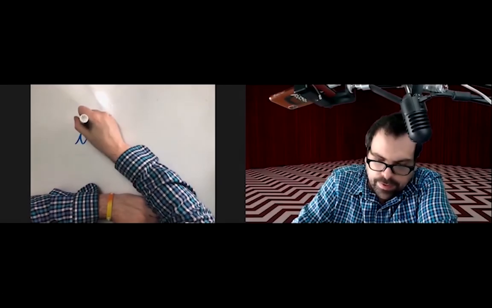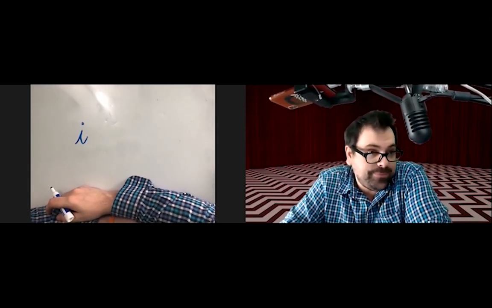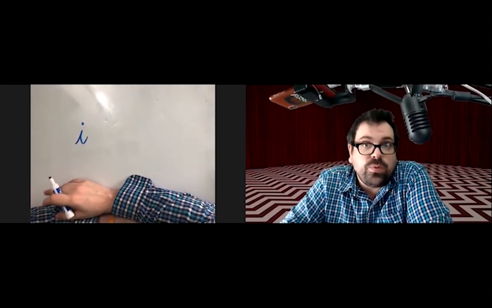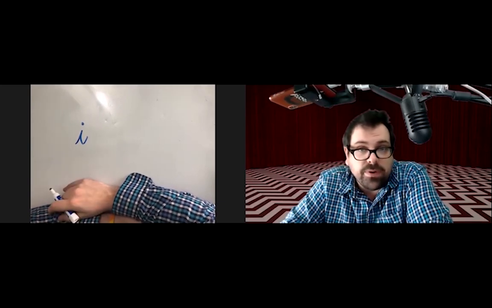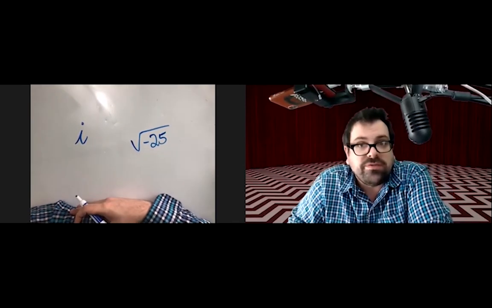The topic is complex numbers. Now we're going to talk about this, i. We know that with the real numbers, we cannot take the square root of a negative number, which means up until now, we couldn't take the square root of negative 25.